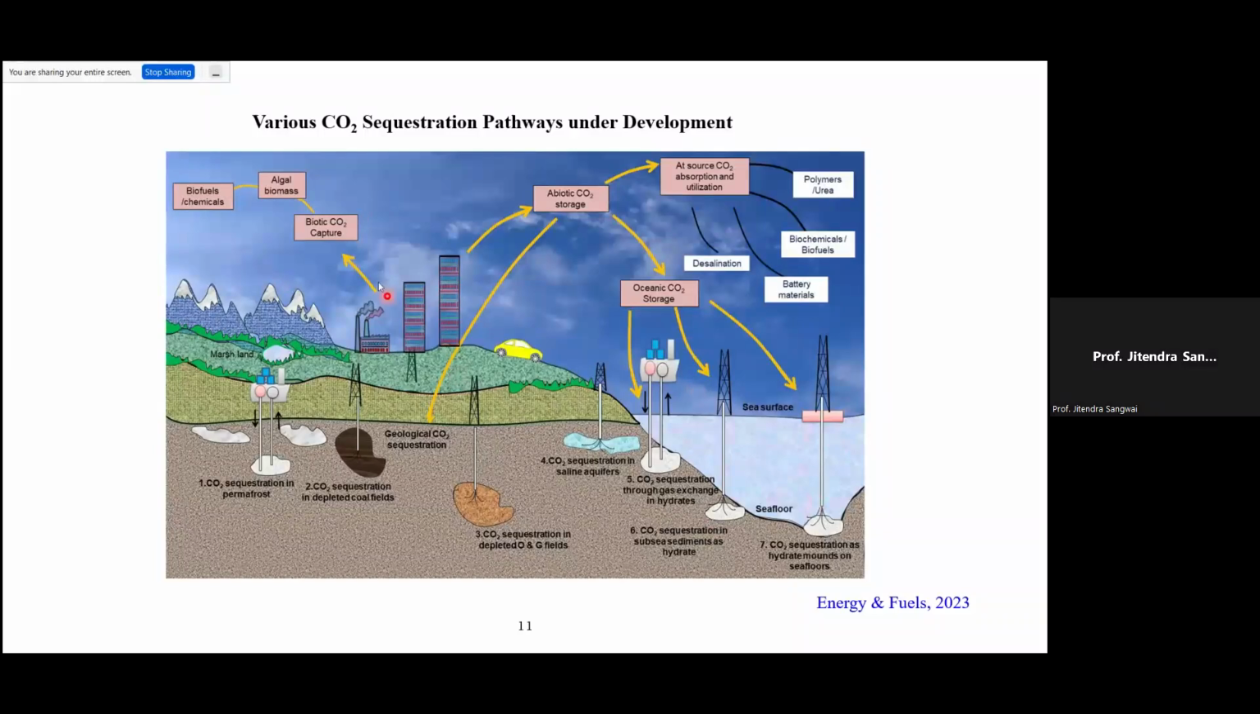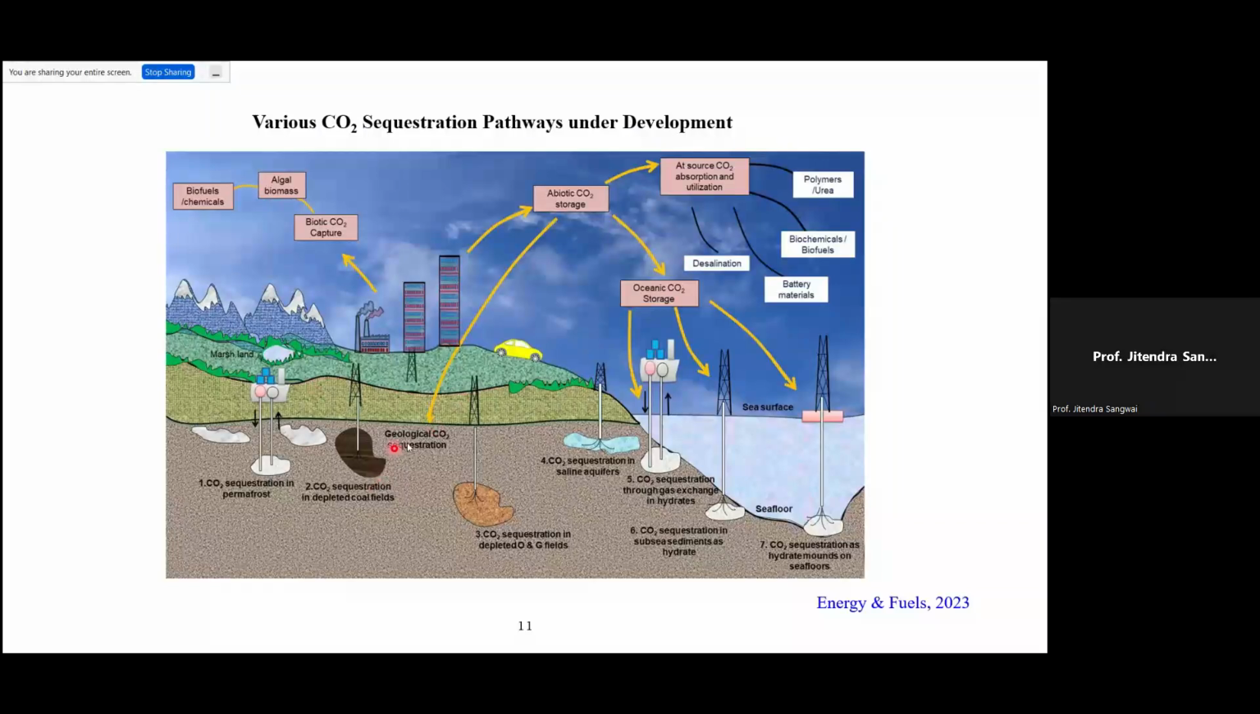One is that you can capture this through the biotic way. You can have algal biomass, and that algal biomass can be utilized for biofuels, chemicals, etc. The other pathway could be that you can capture that CO2 into the permafrost. You can capture that CO2 into the depleted coal fields. You can also produce methane out of that.